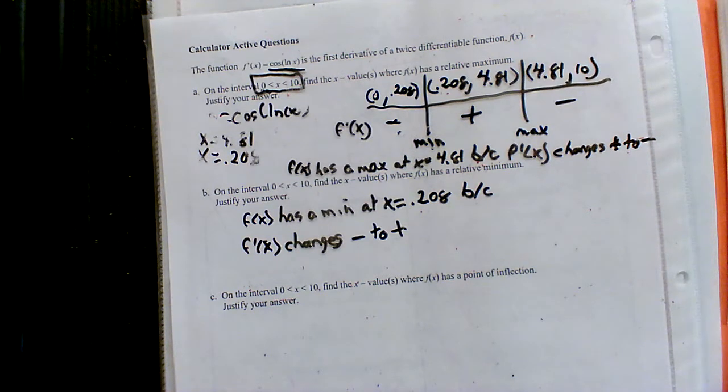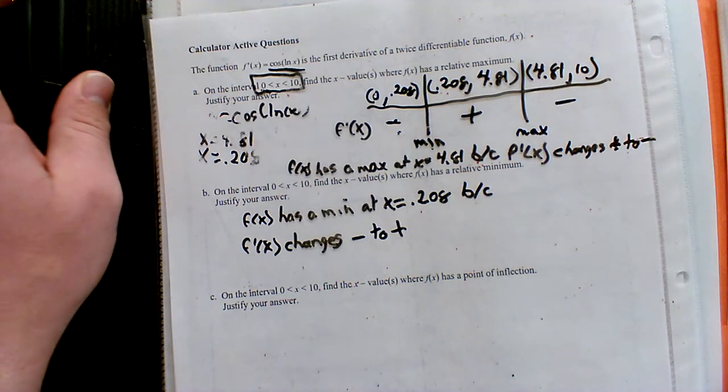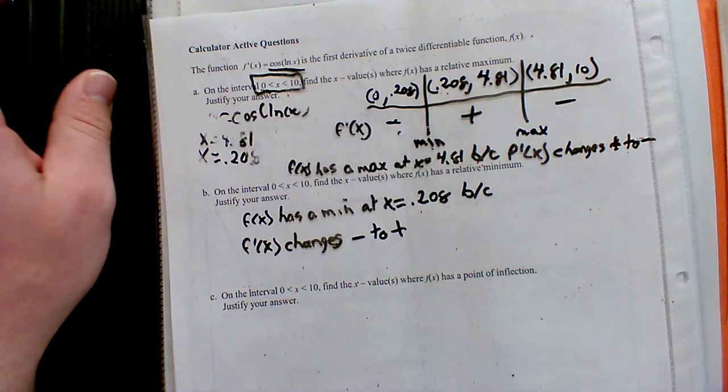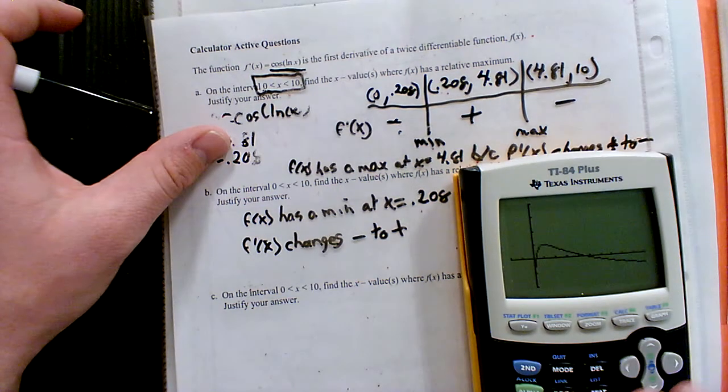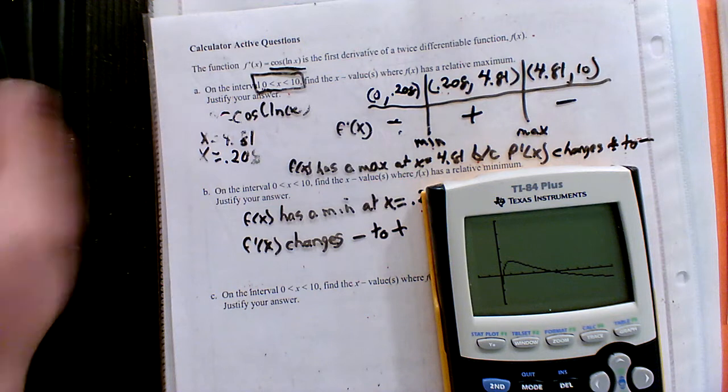All right, let's go into part C. On the interval from 0 to 10, so we're still in the same interval, find the x values where f of x has a point of inflection. Justify your answer. All right. So point of inflection. So we need to think of this. How can we use the first derivative? And remember, we have the graph of it if we need to use that. How can we use the graph to determine where we have a point of inflection in the original?